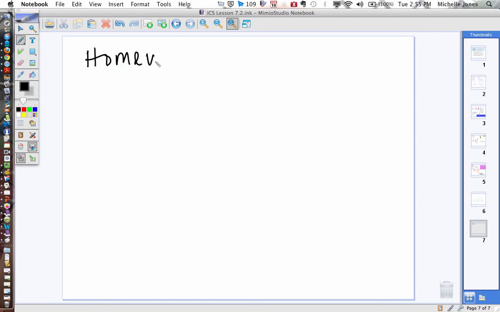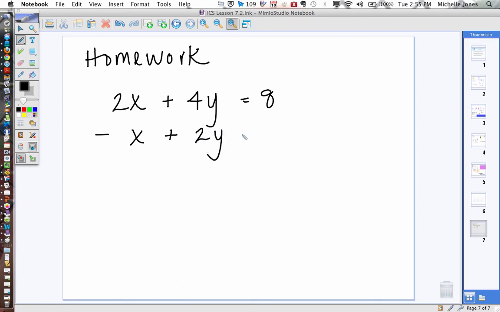Inconsistent is like example 3, when your lines are parallel to each other. All right, here's one I want you to try for homework tonight. Let's see. Got 2x plus 4y equals 8, and negative x plus 2y equals 10.